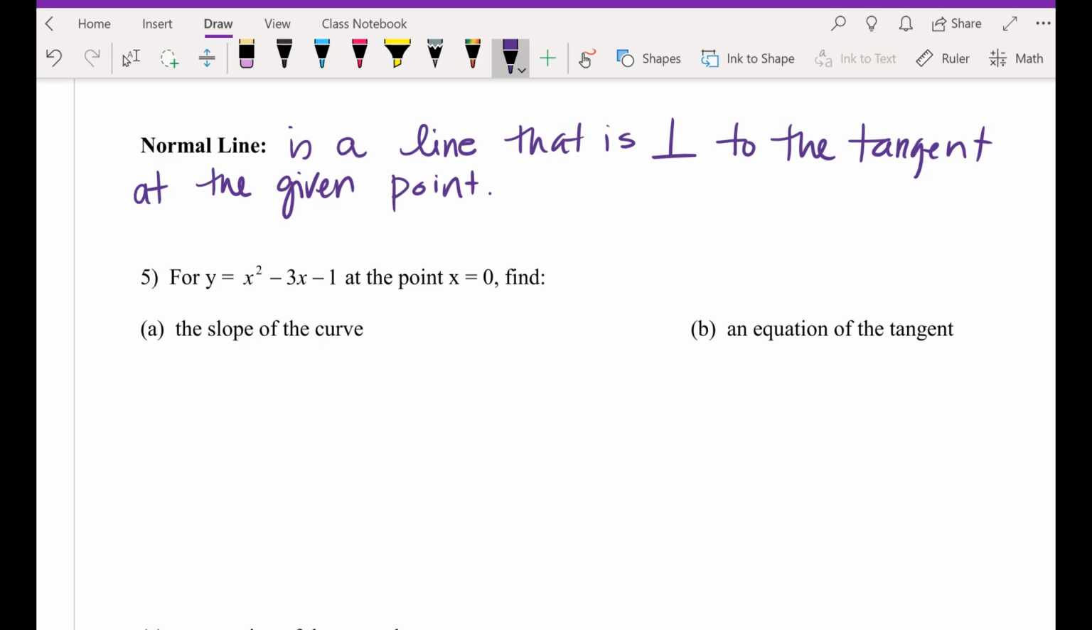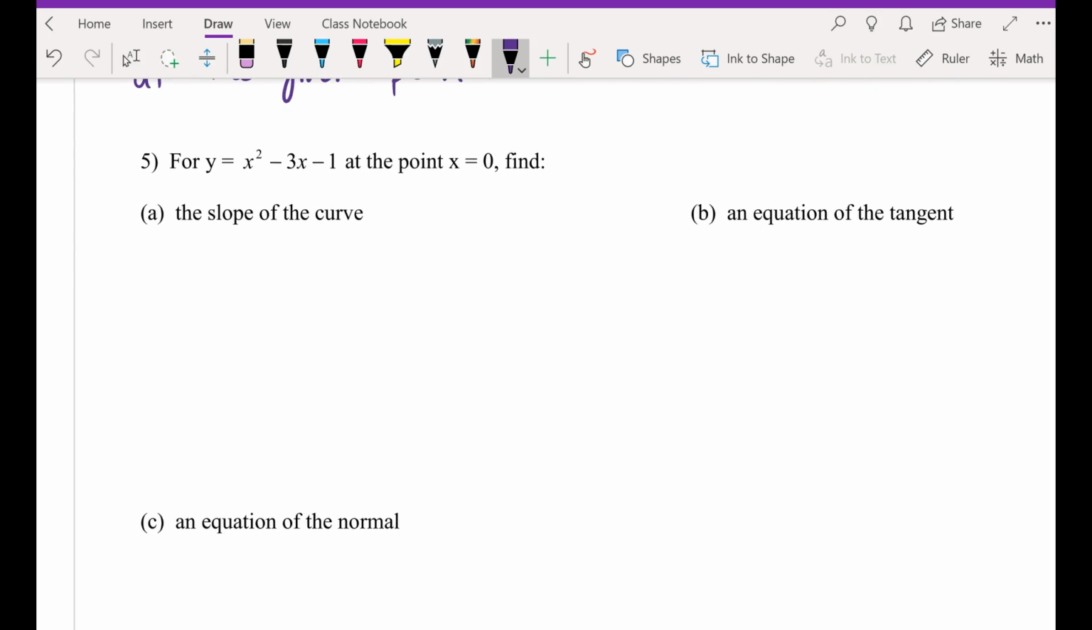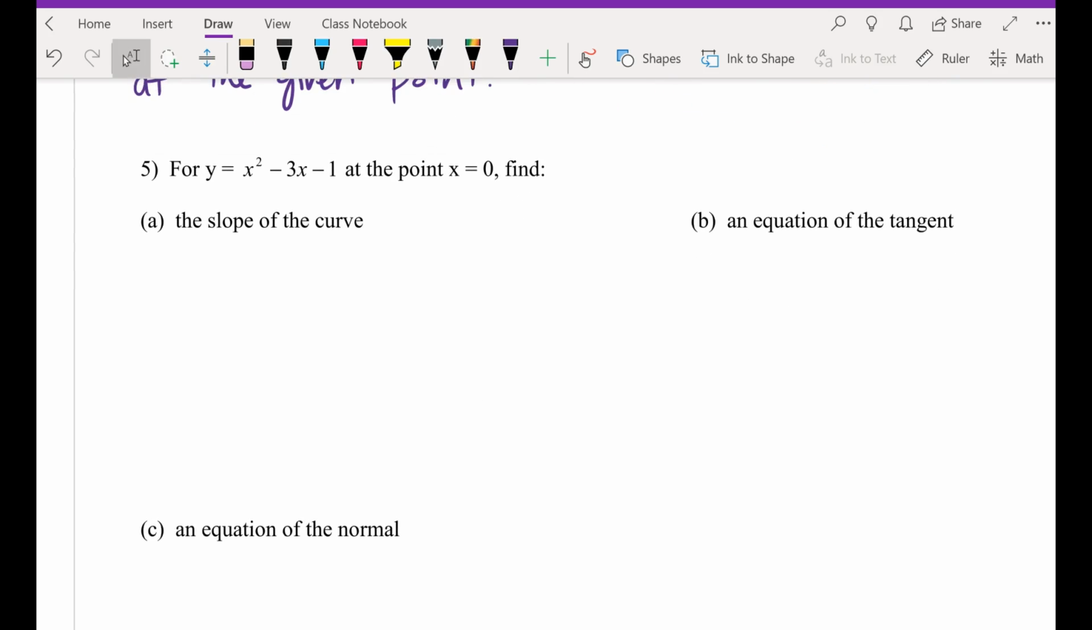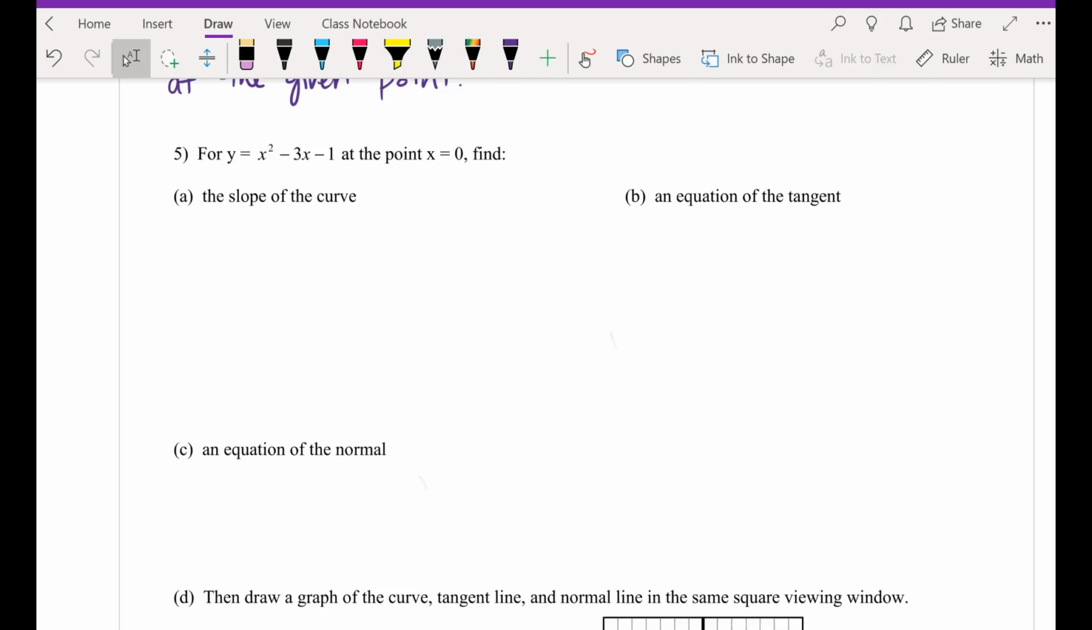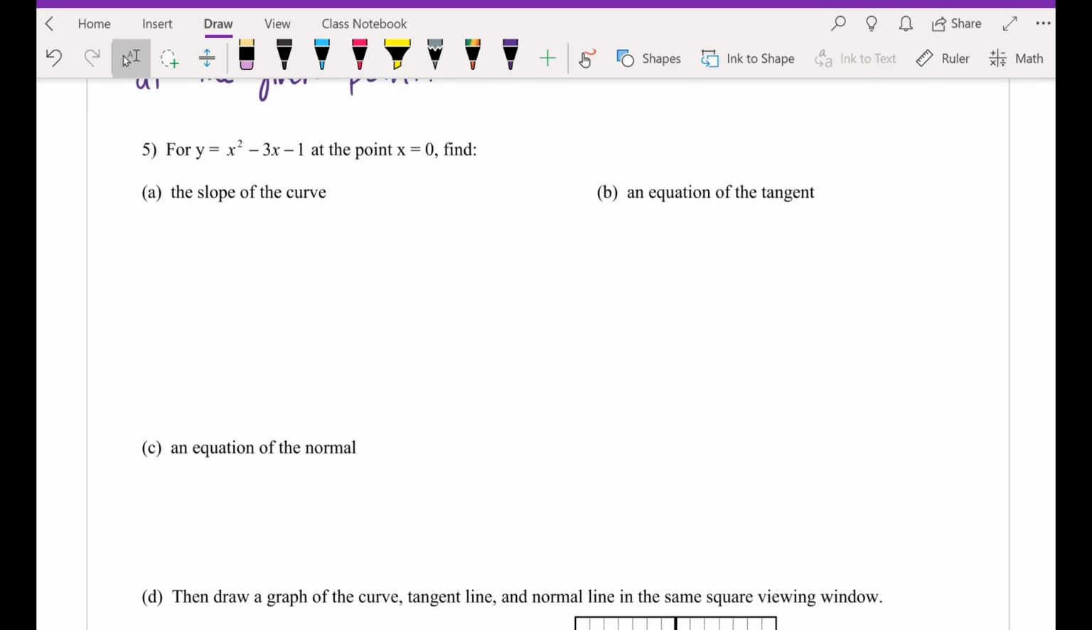Example 5. Anthony, help me read example 5. For y equals x squared minus 3x minus 1 at the point x equals 0, A is what is the slope of the curve, B is an equation of the tangent, and C is an equation of the normal. D, then draw a graph of the curve, tangent line, and normal line in the square viewing window. Perfect. Thank you so much.